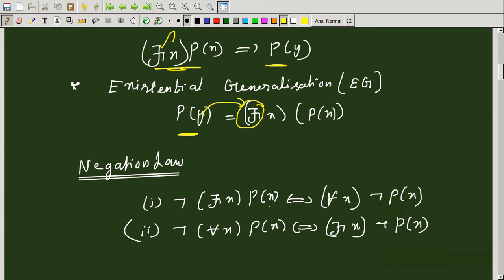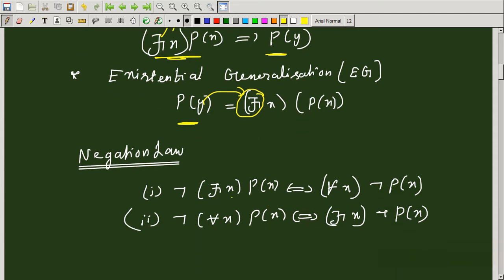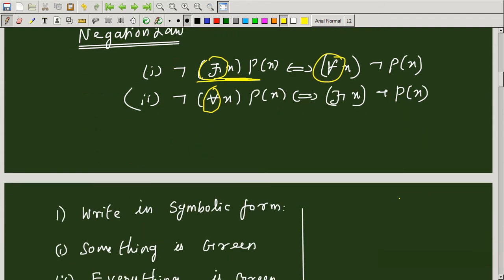And now we are going to check the negation law. The negation law is totally different from the previous topics. So now we are going to take the negation of this statement. The negation of there exists x p of x: there exists is changed to for all, and the negation is written with the predicate, so it becomes for all x negation p of x. Similarly, the negation of for all x p of x becomes there exists x negation p of x. This is the format of doing negation.